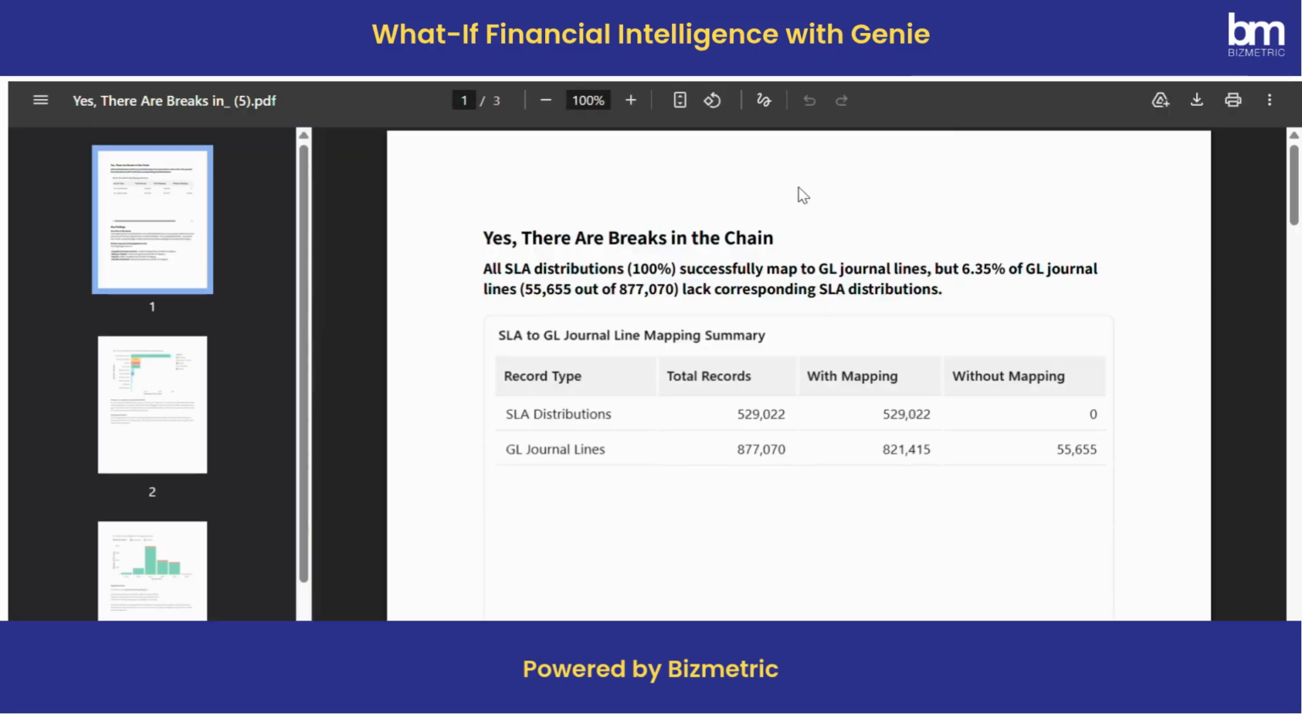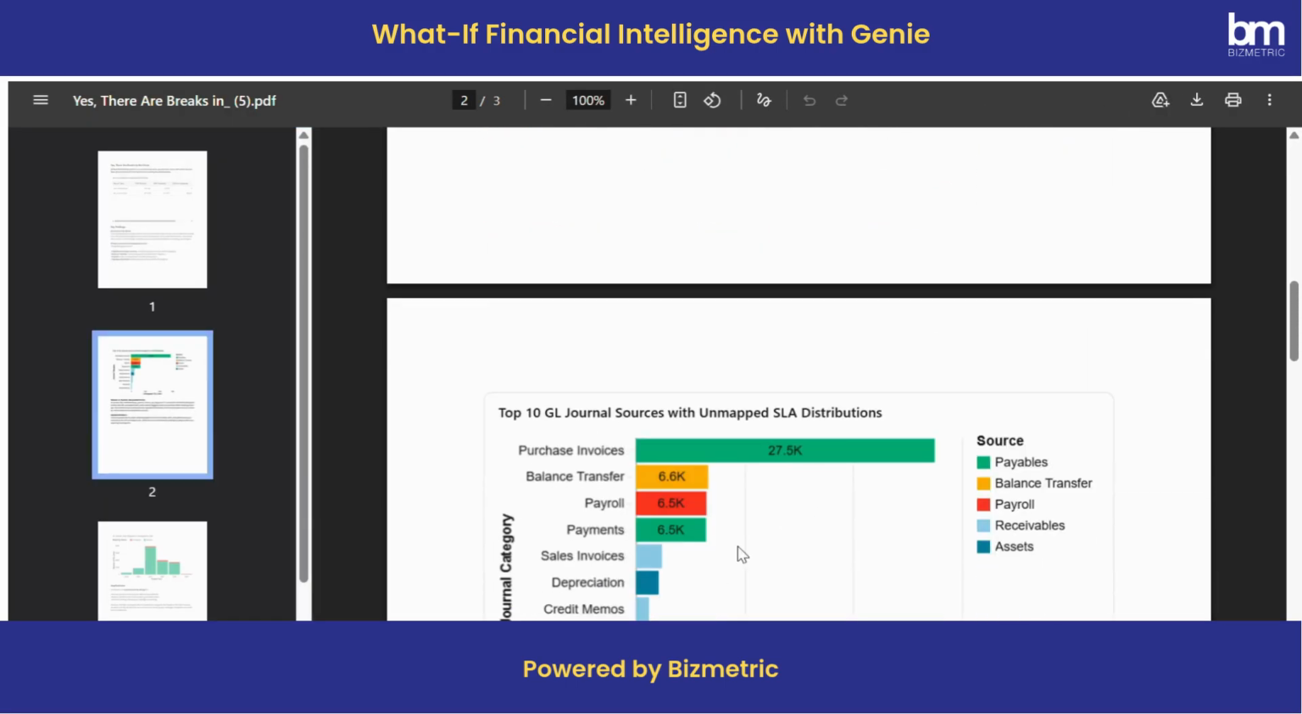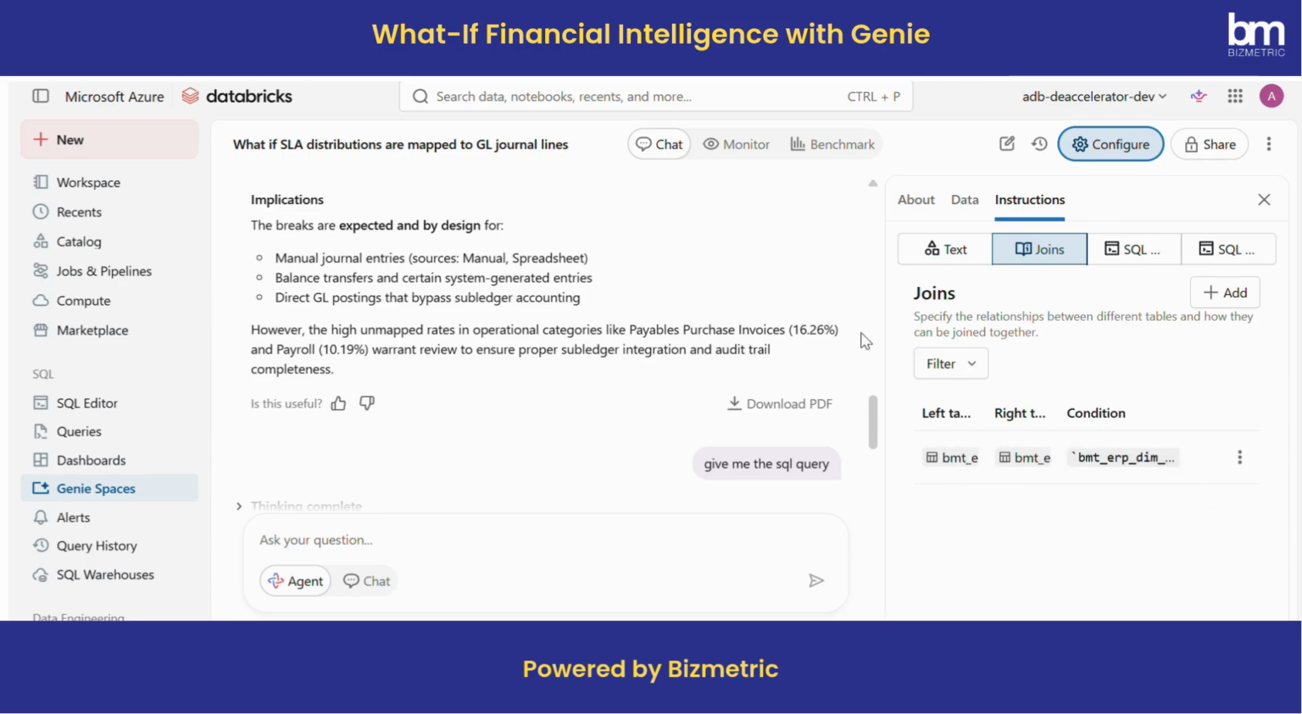With rapid scenario modeling, interactive querying, and exportable insights, finance leaders can make faster, data-driven decisions with confidence.